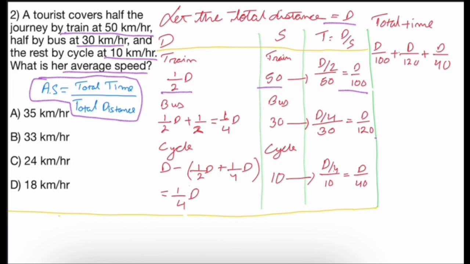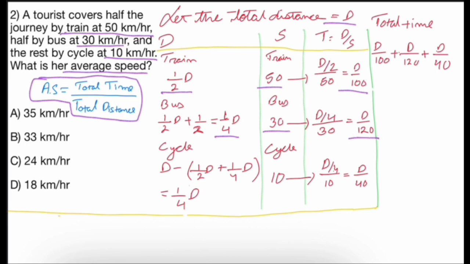Similarly, for the bus, another half is covered by the bus. So if half of the distance is covered by the train, another half means half D plus half, right? That is the distance covered by the bus. It will be 1/4 of the total distance, and at the speed of 30 km per hour, the time will be D by 120.